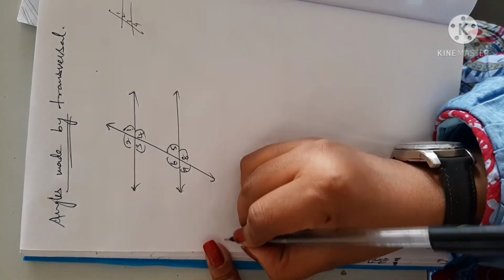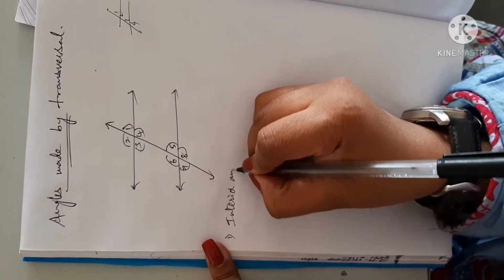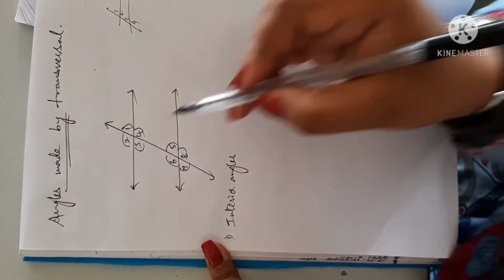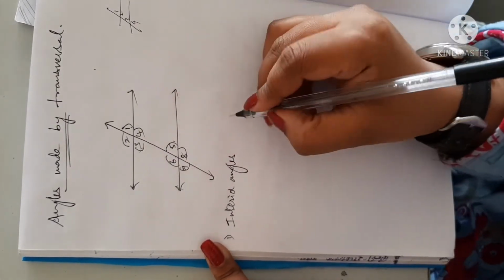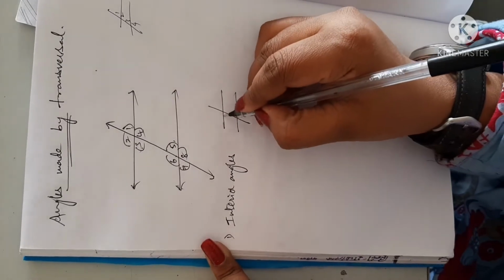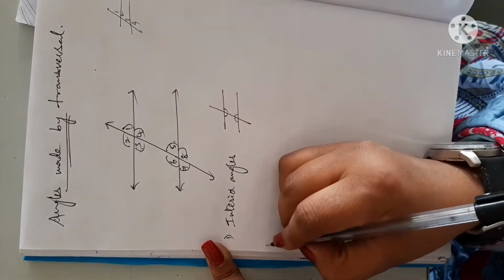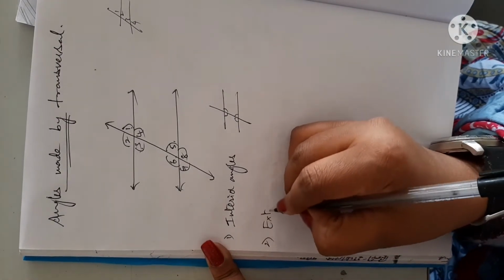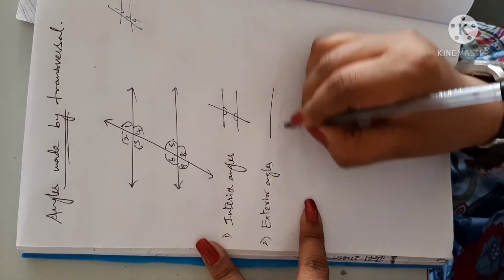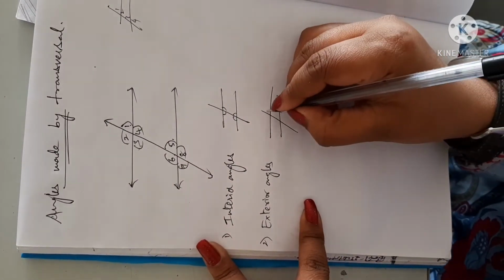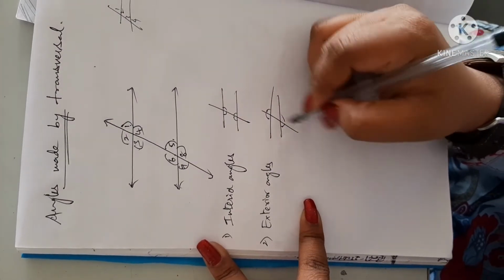So there are some different names for these angles. The first one is interior angles. What are interior angles? Simple, which are inside: 3, 4, 5, 6. These are called interior angles. What are exterior angles? If I take 2 lines, exterior angles are 1, 2, 7, 8, which are outside.